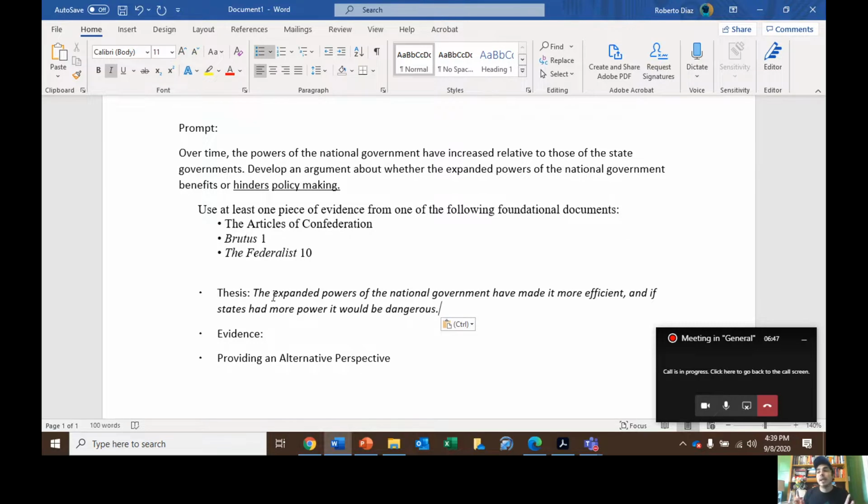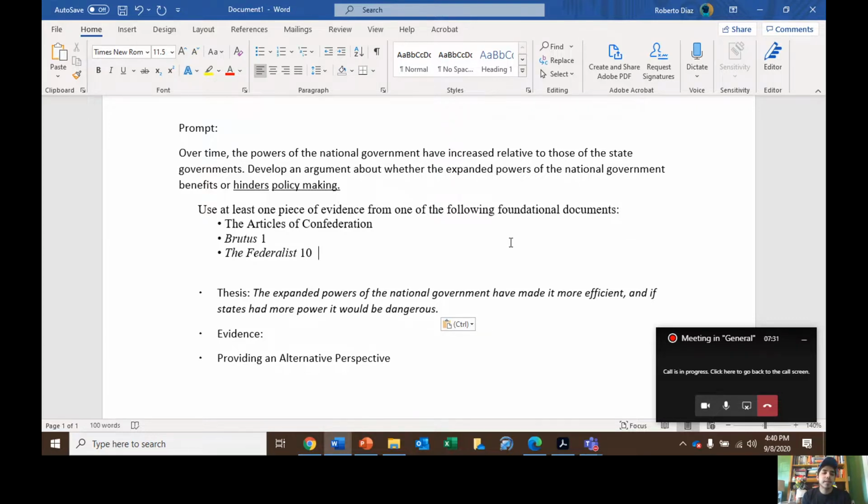Because this prompt is something I definitely didn't like, but it was on the AP test. So I used at least one piece of evidence from one of the following foundational documents. So you can see here the Articles of Confederation, Brutus 1, the Federalist 10. I'm going to recommend that you pick 2 pieces of evidence from the list that they provided, because obviously we haven't gotten through all 9 foundational documents, but the only other foundational document that you would know of would be something like the Constitution or Federalist 70. But I would recommend picking 2 from the list provided.